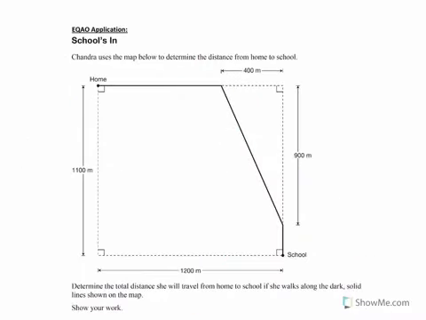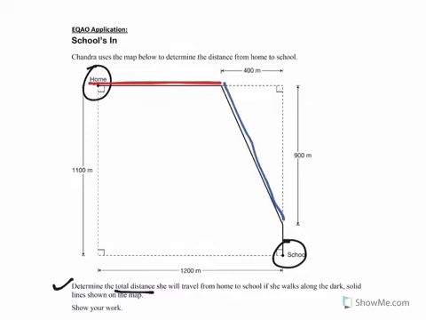application question? So in this question, Chandra uses the map below to determine the distance from home to school. So here's home and here's school, and it looks like you want to determine the total distance that she's going to travel from home to school if she walks along the dark solid lines. Okay, so there's a dark solid line right here, so you're going to have to add that to the dark solid line over here, and then she's going to just, I guess that blue line's like a shortcut. And then also the green line all together is going to be her total distance.